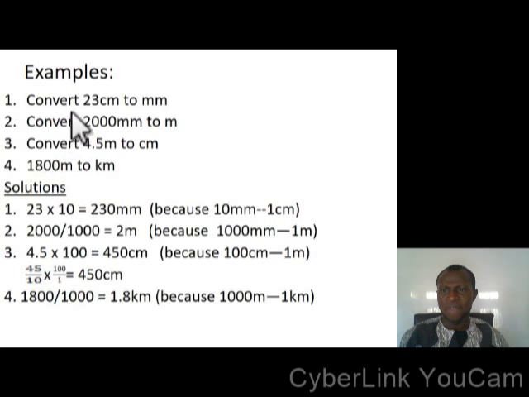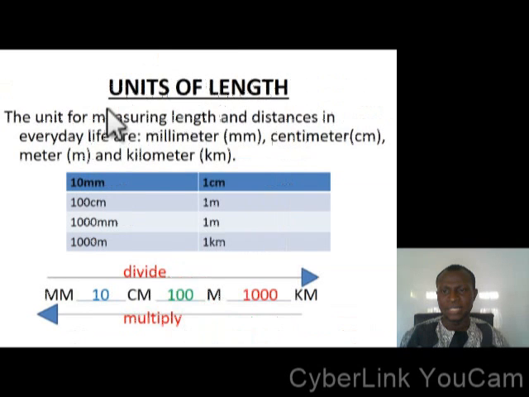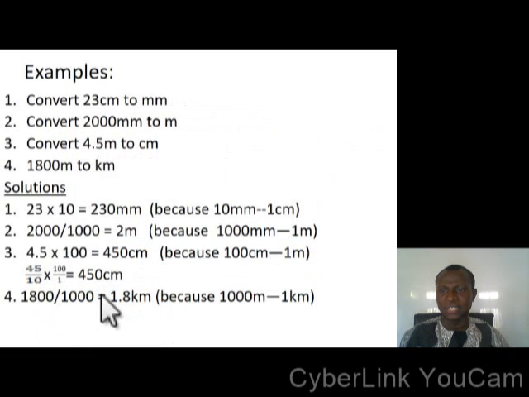The first one says convert 23 centimeters to millimeter. So we are converting from centimeter to millimeter. You can see centimeter here, to millimeter. We are going towards the left hand side. Remember what we do? We multiply. That is to say, changing centimeter to millimeter, we multiply by 10. As you can see here, we have 23 times 10 equal to 230 millimeters.